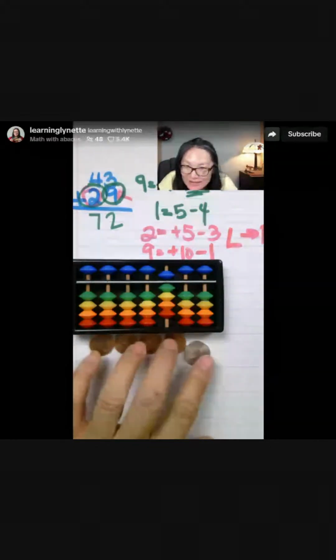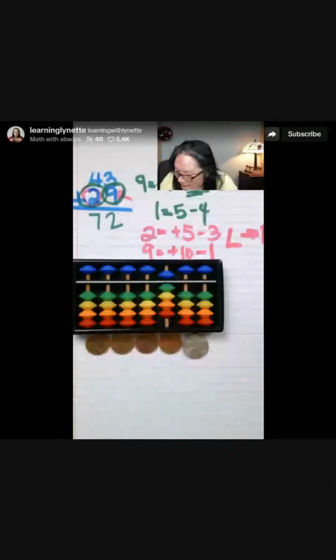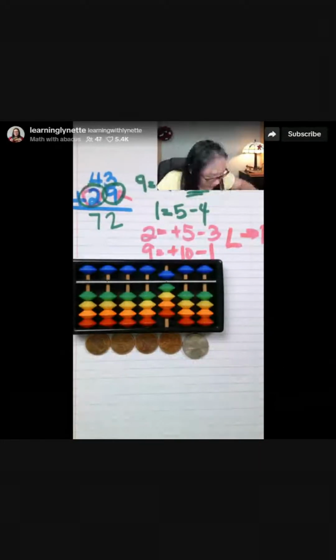Well, let me see if I can find my, gee, where are we going? I'm trying to find my blackbird. Okay, we'll have to use this one.